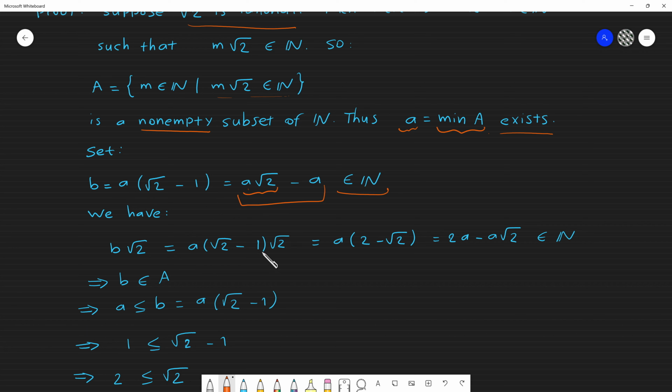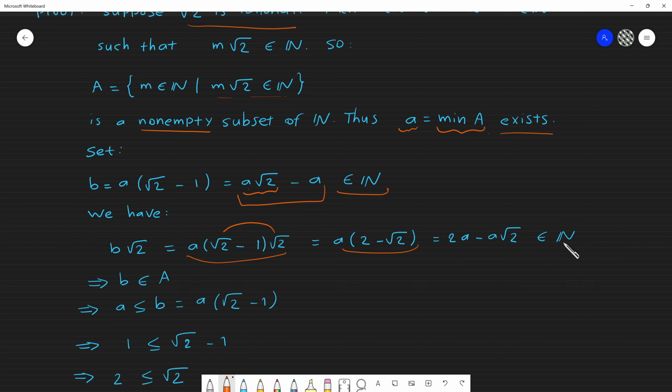Now we have b times square root of 2 equals a times (square root of 2 minus 1) times square root of 2, which equals square root of 2 times square root of 2, which is 2, and square root of 2 times 1 equals square root of 2. So all of this becomes a times (2 minus square root of 2). And if we distribute, it equals 2a minus a square root of 2.